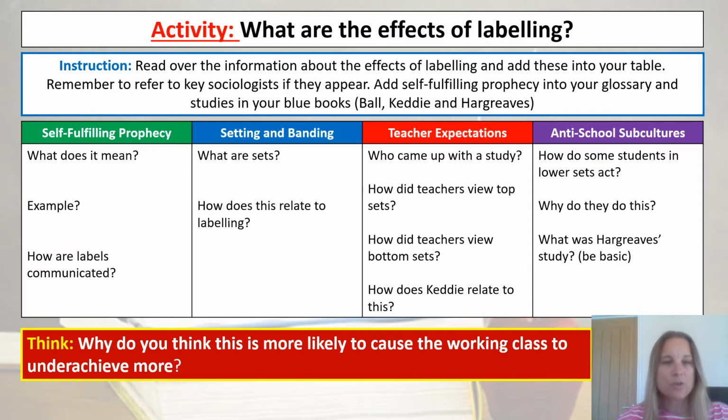On the next four slides, you'll see information about the effects of labelling split into four sections: self-fulfilling prophecy, setting and banding, teacher expectations, and anti-school subcultures. You can see them there in the different colours. Underneath each one, there are questions for you to answer. So for example, if we take self-fulfilling prophecy, we need you to jot down, from looking at the information, what does it mean? Give an example of it and explain how labels are communicated. So use the information on the next few sheets and jot down the answers to those questions.